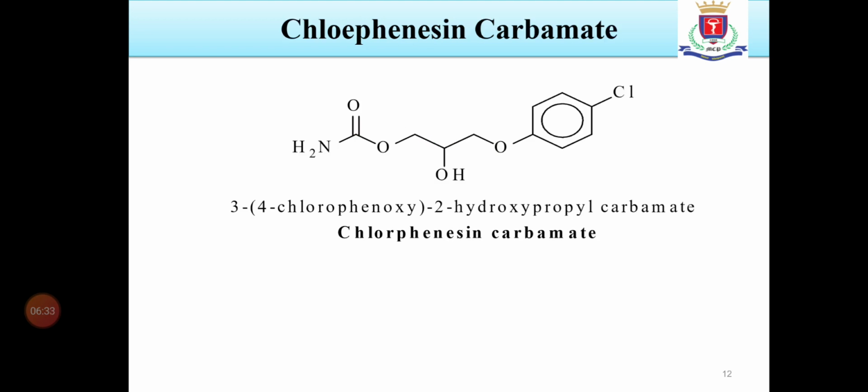Next drug is chlorphenesin carbamate. It's again a carbamate derivative. All of you know that the carbamate is NH2COOH, which part is at the left of this structure. It's a 3-(4-chlorophenoxy)-2-hydroxypropyl carbamate. So the basic structure in this drug is a 2-hydroxypropyl carbamate. And on the 3 position, what is the substitution? 4-chlorophenoxy, which is at the right hand side. So this is about chlorphenesin carbamate.